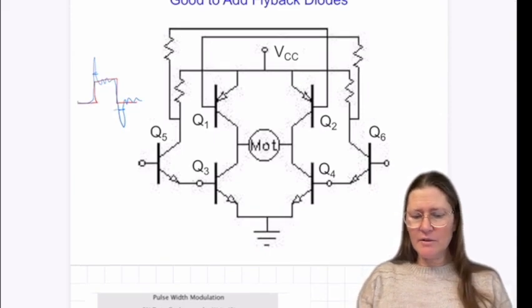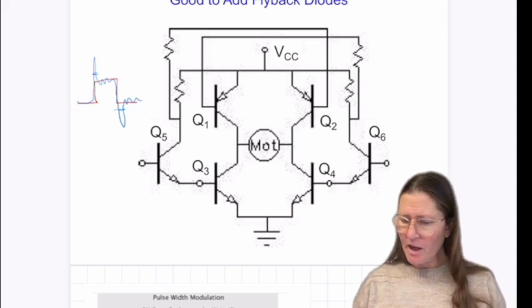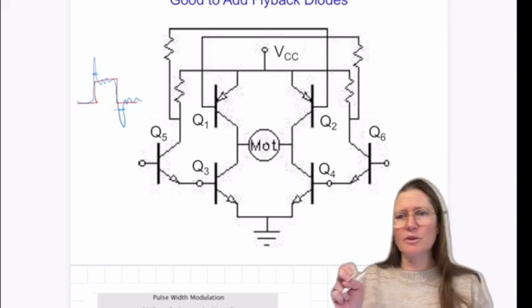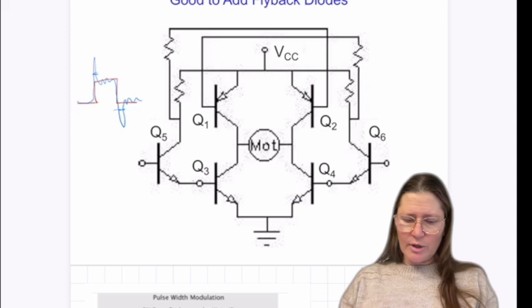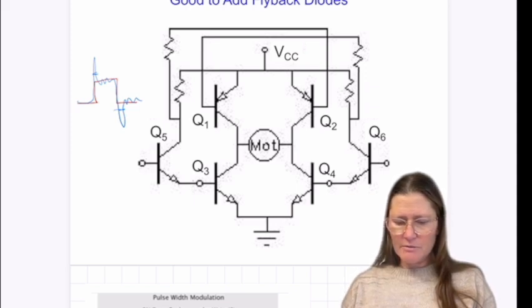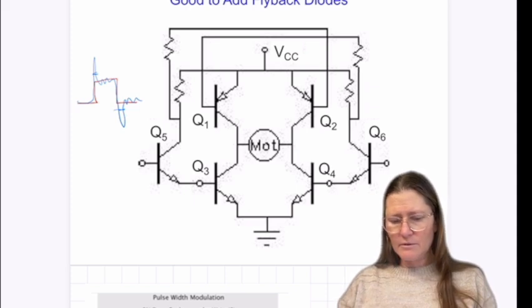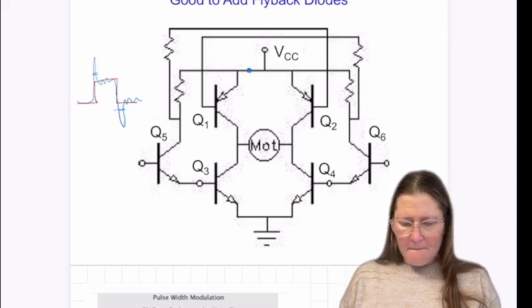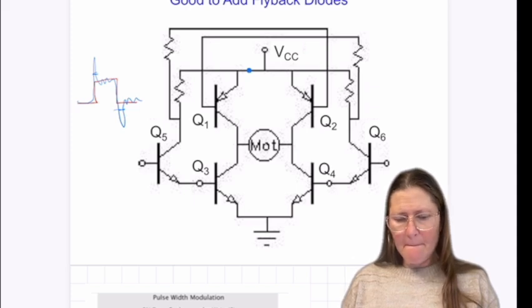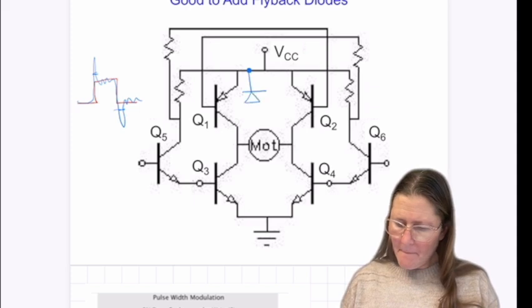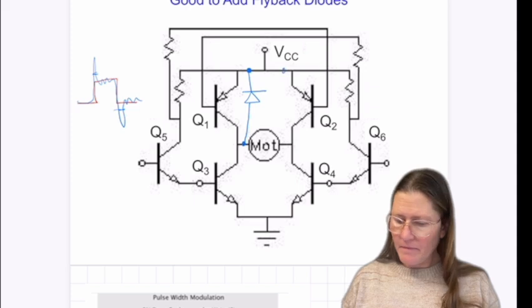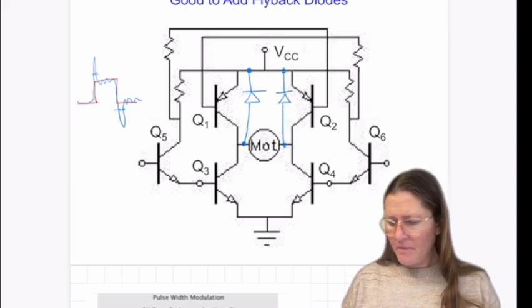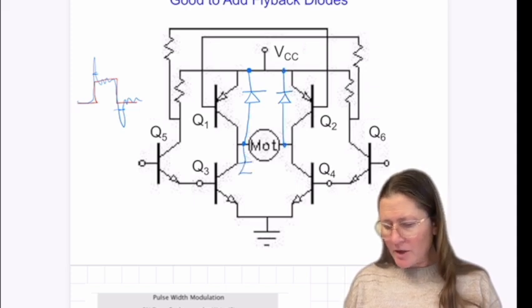And then a clarification as far as the flyback diodes. I had just put 2 in there, but this one actually works the best with 4 diodes. So I just wanted to make sure you did have that configuration. So the flyback diodes actually go in like this.